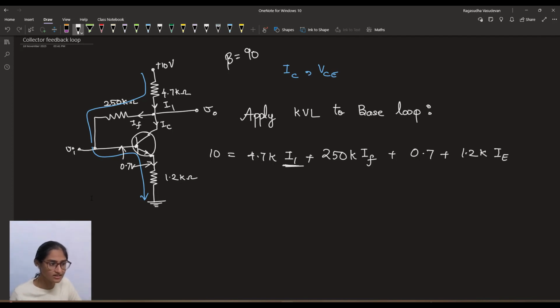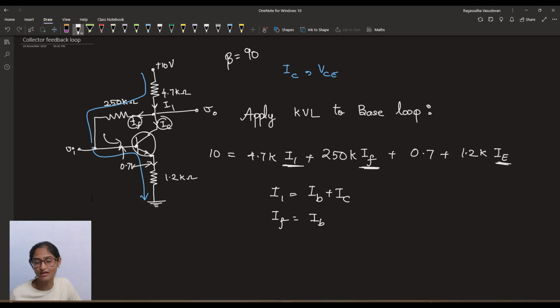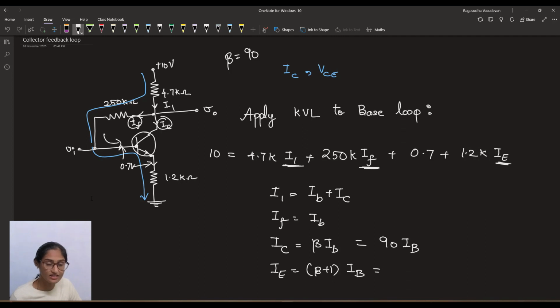We have three current terms over here, I1, IF and IE. What is I1? I1 is split as IF and IC, right? IF is nothing but the base current IB. So I1 will be IB plus IC. What is IC? Beta times IB. And what is IE? Beta plus 1 times IB. So in this case, IC is equal to 90 IB and IE will be 91 IB. IF is nothing but IB.